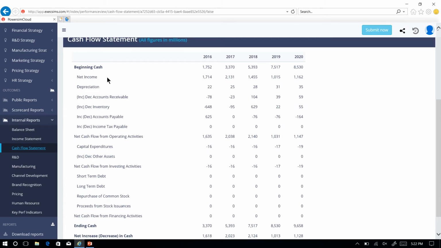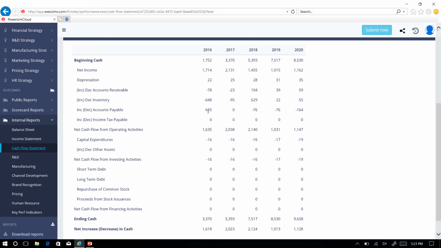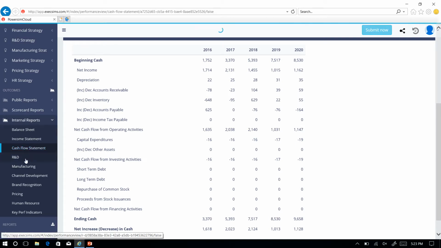So here we can see the beginning cash all the way down to the ending cash, and it shows a lot of ways that the cash has changed, including things like depreciation, debt, income tax, expenditures, stocks. So a lot of ways that you see some negative values and some positive values, which have resulted in the changing of money over the years. The next thing we'll look at is R&D.